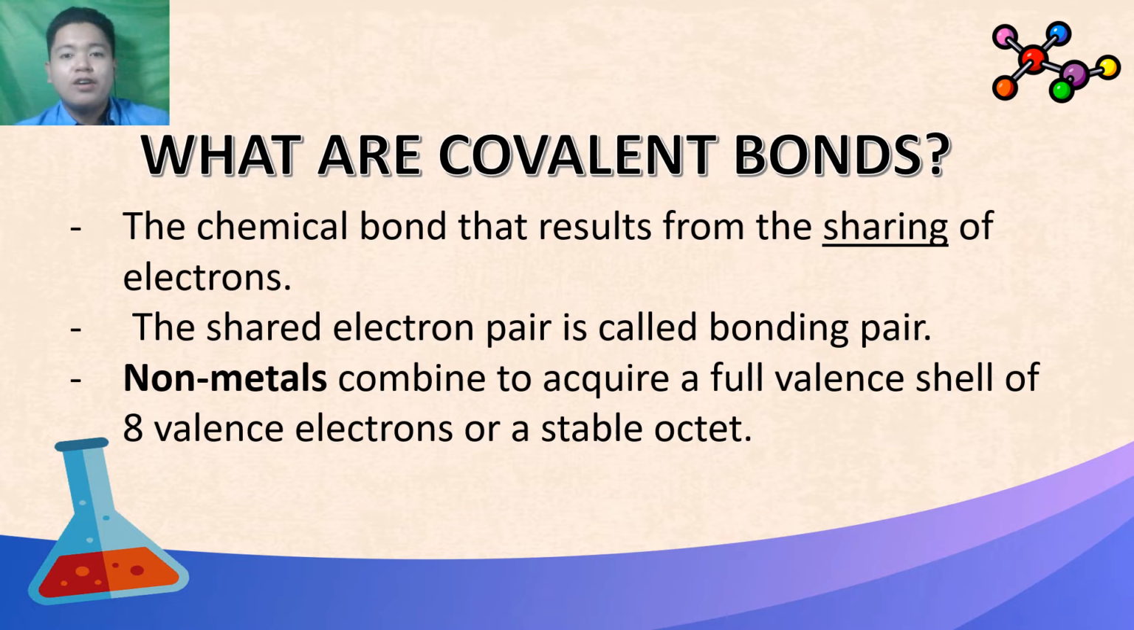So, what are covalent bonds? In the previous slide, it was told that when we encounter the word covalent, we should remember this phrase: sharing is caring, because a covalent bond results from the sharing of electrons, and the electron pair that is shared is called a bonding pair. Nonmetal elements combine in order to achieve a full valence shell of 8 valence electrons, or a stable octet.